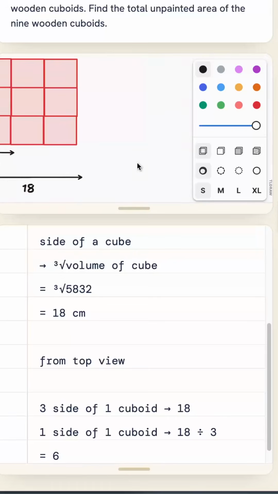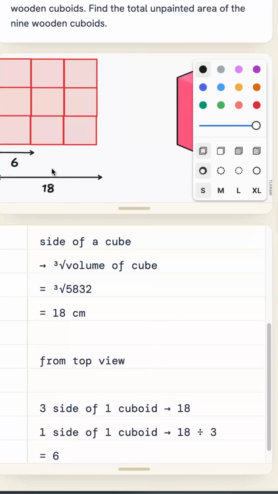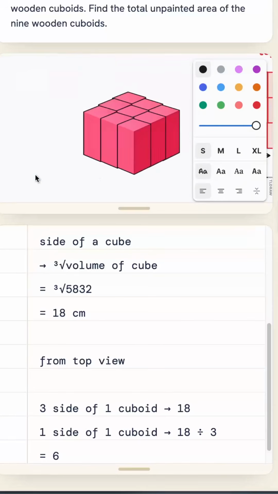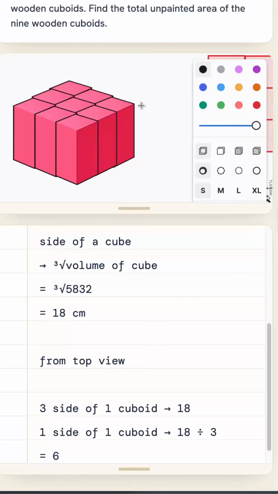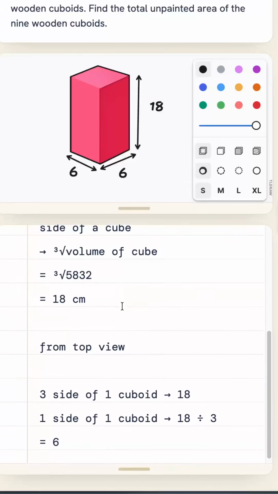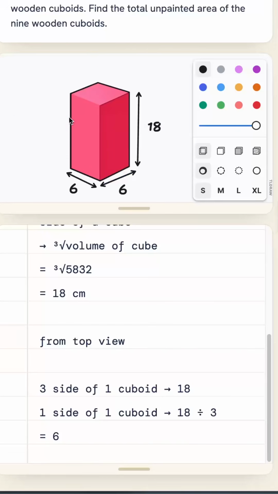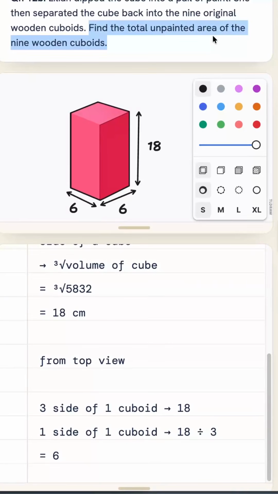That means the whole cuboid itself, if I were to just take one part like this, would then be equal to 6 times 6. And then we know that the height of the cuboid over here is 18 as well. So therefore, the height of one cuboid is equal to 18. So if you want to double check, 6 times 6 times 18 is equal to 648. Okay, so now we know the dimensions of one cuboid. The next thing is we want to find the total unpainted area of the 9 wooden cuboids.